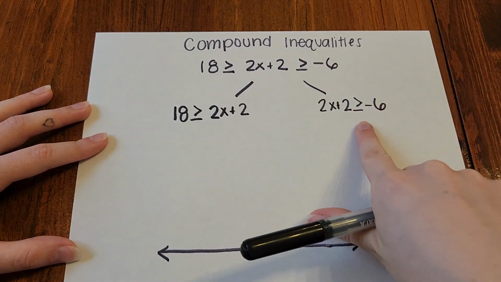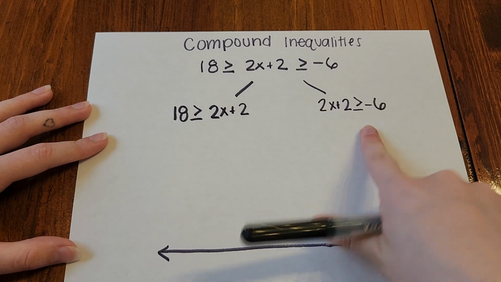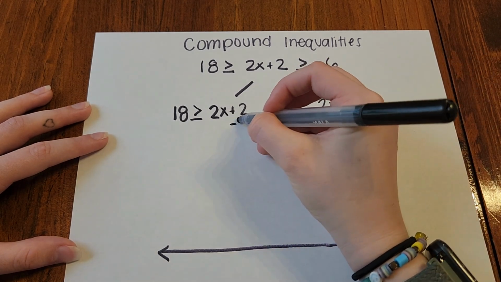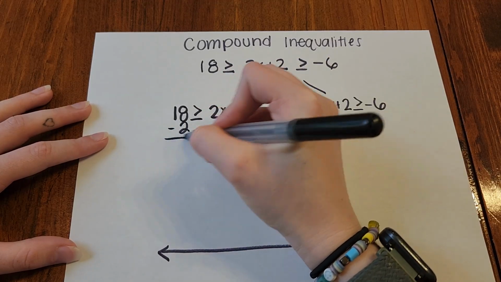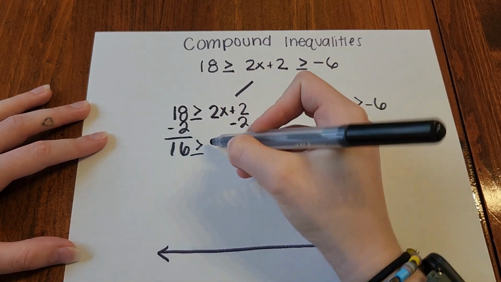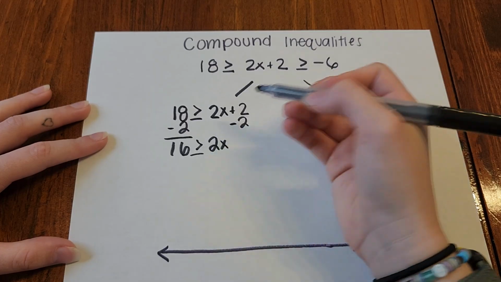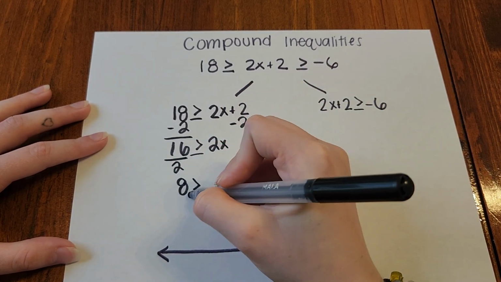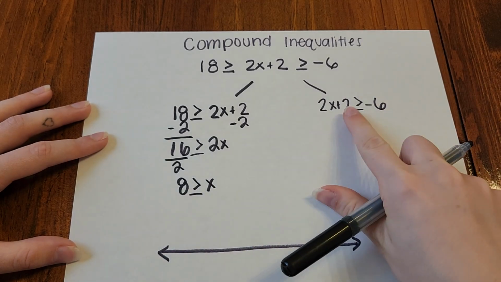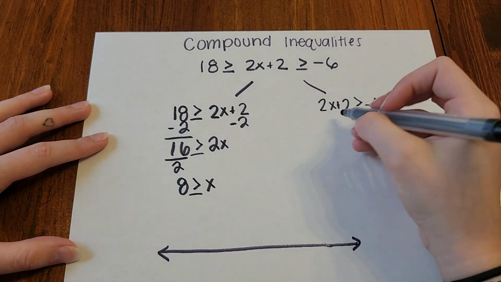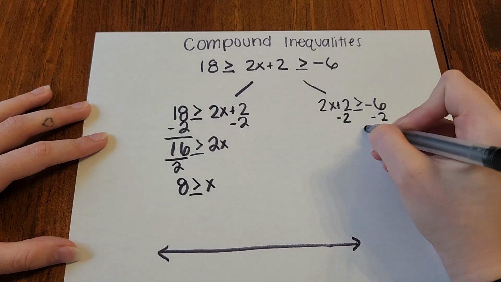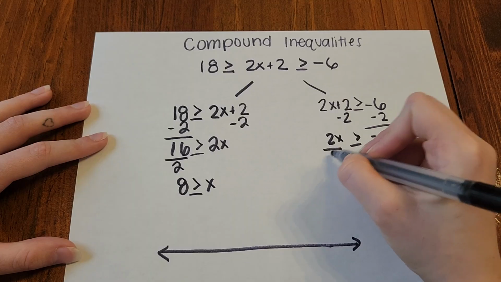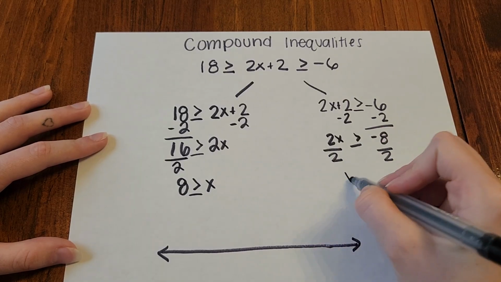Then we're going to just solve these as two separate equations following our normal laws of solving equations. So we're going to subtract 2. And then we're going to divide by 2. And we're going to do the same exact thing over here in the exact same order. Subtracting by 2. And then dividing by that 2.